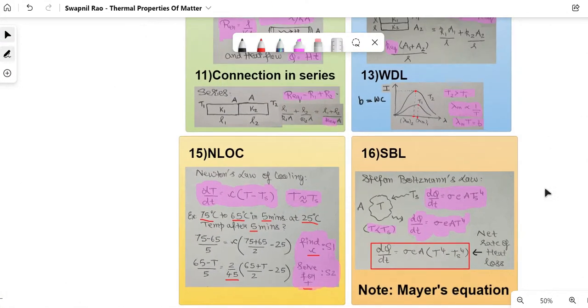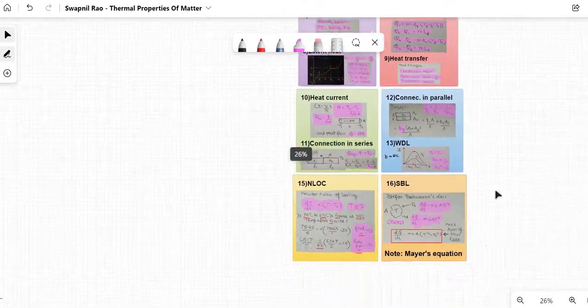All of that heat capacity and everything will be gone into in depth in that chapter. So I hope you're able to understand this chapter.